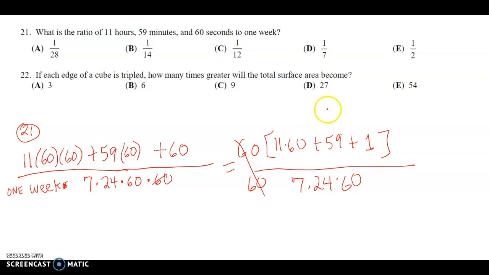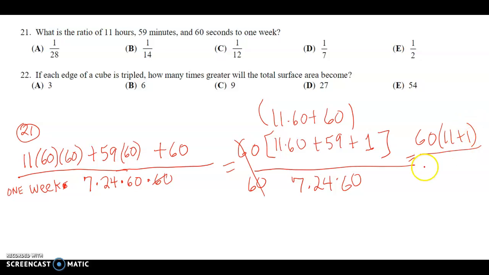59 plus 1 is another 60. So I have 11 times 60 plus 60. I'm going to factor out another 60. When I factor out another 60, I have 11 plus 1.